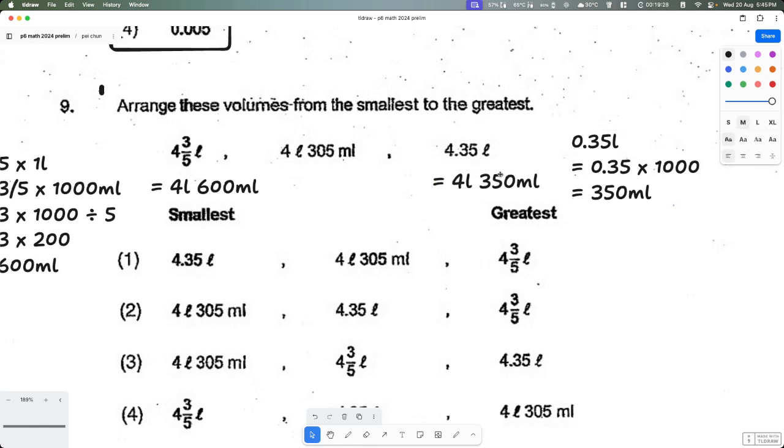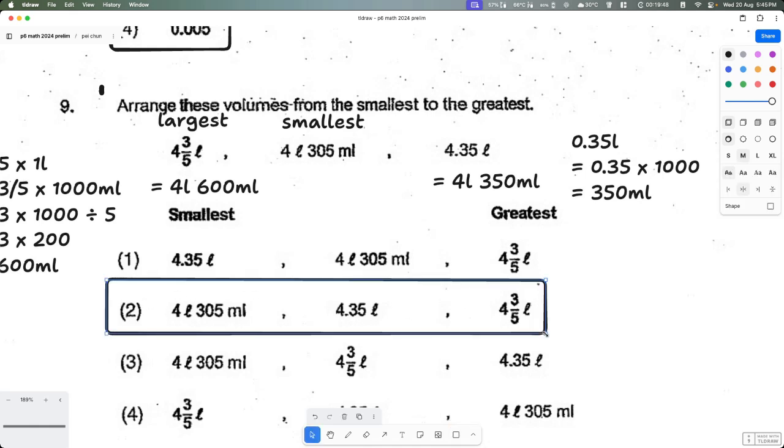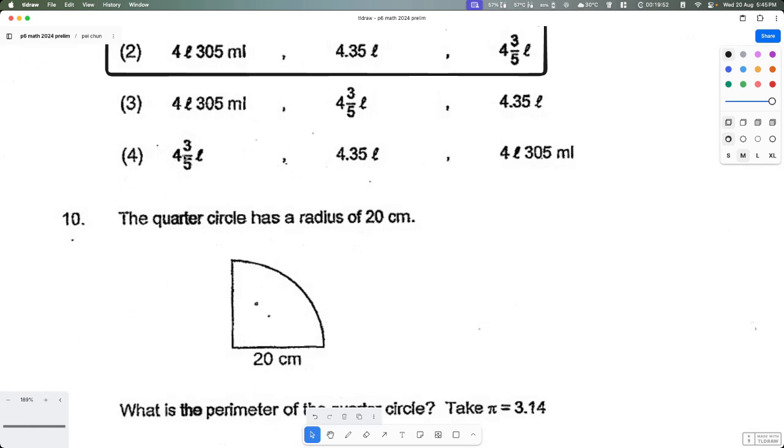Okay, so now we know the different milliliters for each of these individual values. Now we know who's the smallest and who's the largest. So this one is the smallest and the largest is this one. In this case, smallest is 4.305, largest is 4 and 3 over 5. So option number 2 for question number 9. Okay, that's it. All right, let's move on to question number 10.